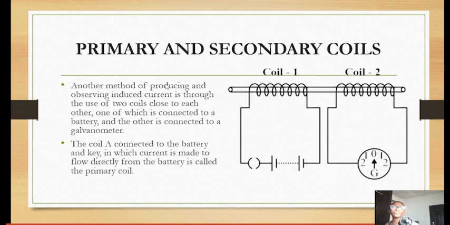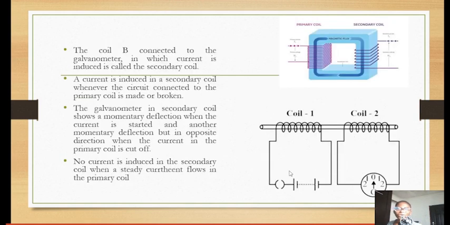So another method of producing and observing induced current is through the use of two coils close to each other, one of which is connected to a battery and the other is connected to a galvanometer. The coil A connected to the battery and key, in which the current is made to flow directly from the battery, is called the primary coil. So this is the primary coil and this is the secondary coil. The coil B connected to the galvanometer, in which current is induced, is called the secondary coil.